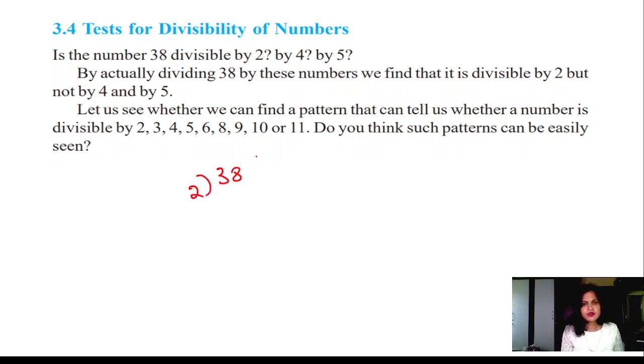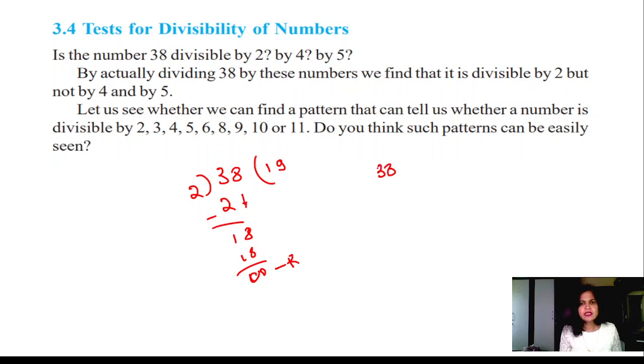38 divided by 2. 2 ones are 2, 3 minus 2 is 1. Take down this 8, 18. 2 nines are 18, remainder 0. When the remainder is 0, then that number is divisible by 2.